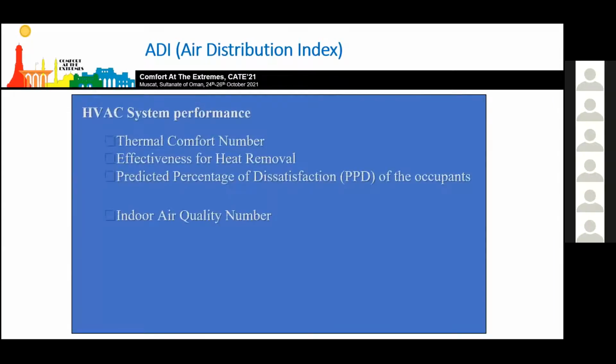So, in order to evaluate the heating, ventilation, and air conditioning performance, an index is used: the air distribution index. This index considers two parts, the thermal comfort number and the air quality number. The first one considers the effectiveness for air removal and the predicted percentage of dissatisfied people, which is used to evaluate the thermal comfort. The indoor air quality number considers the effectiveness for contaminant removal and the carbon dioxide concentration in the respiration area, which is used to evaluate the indoor air quality.